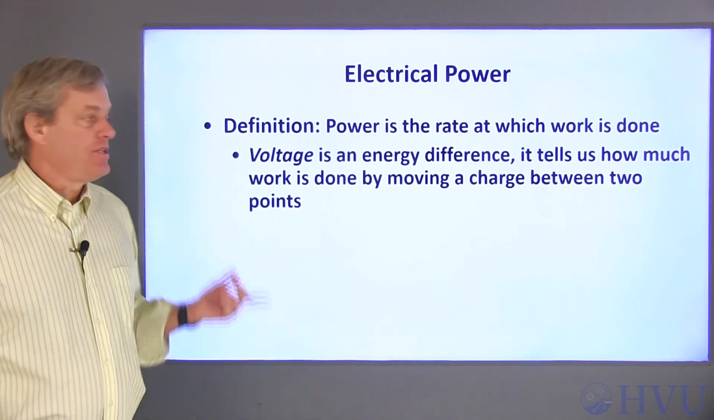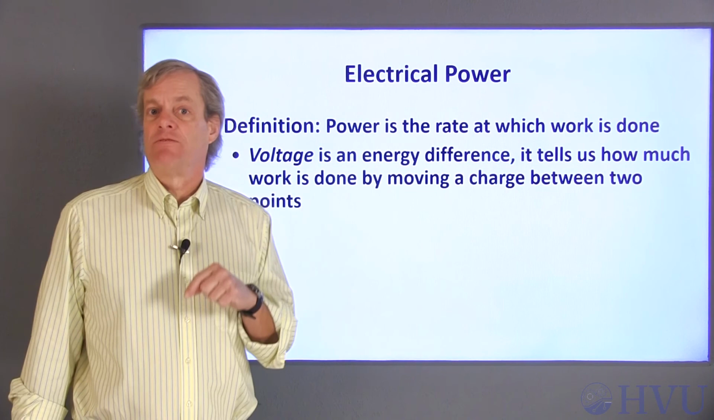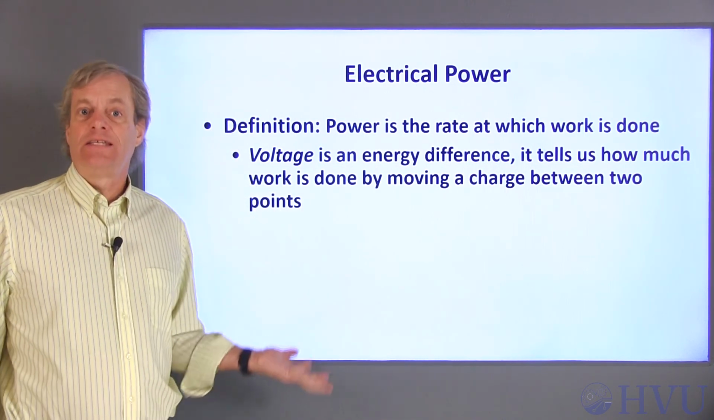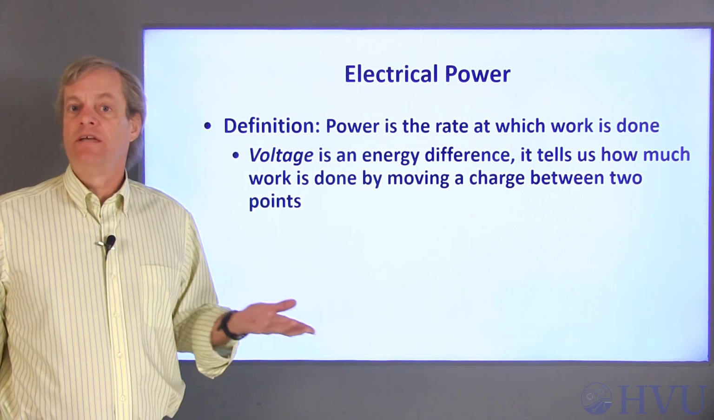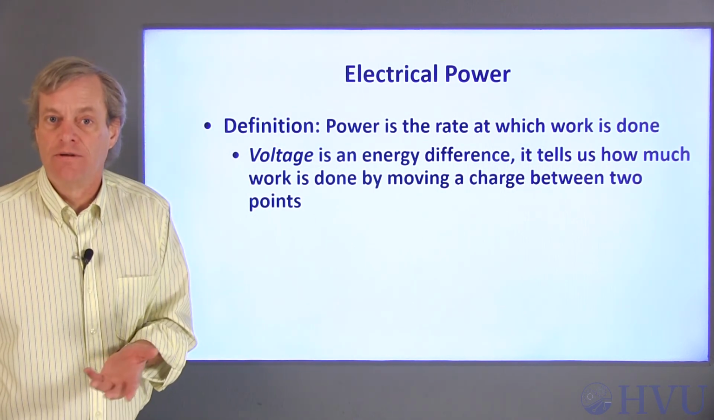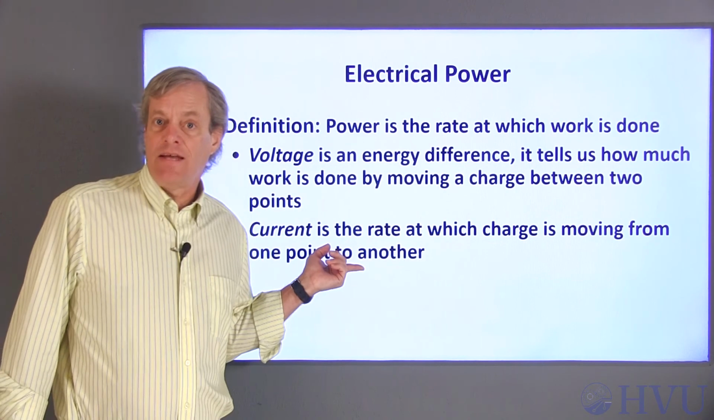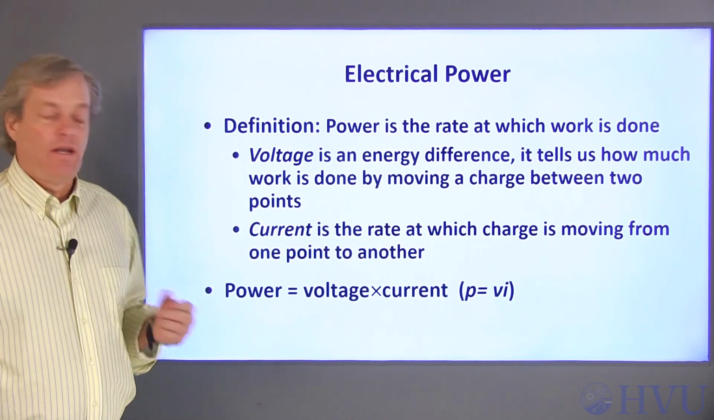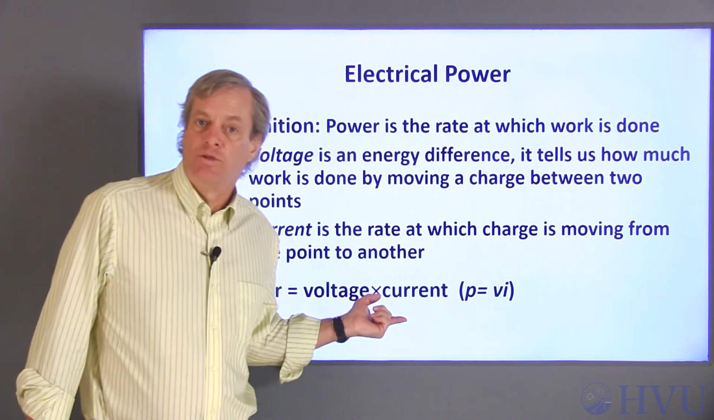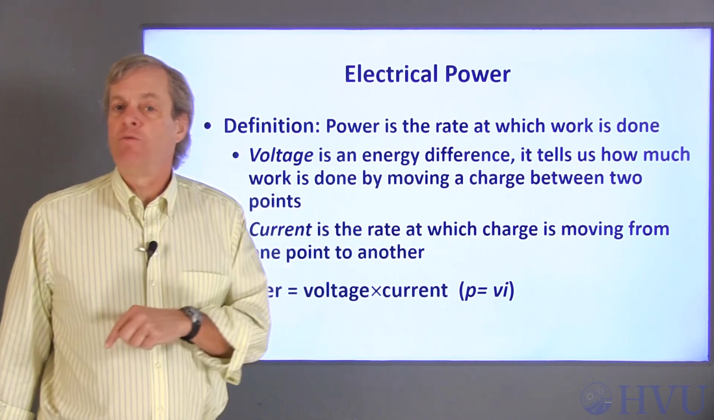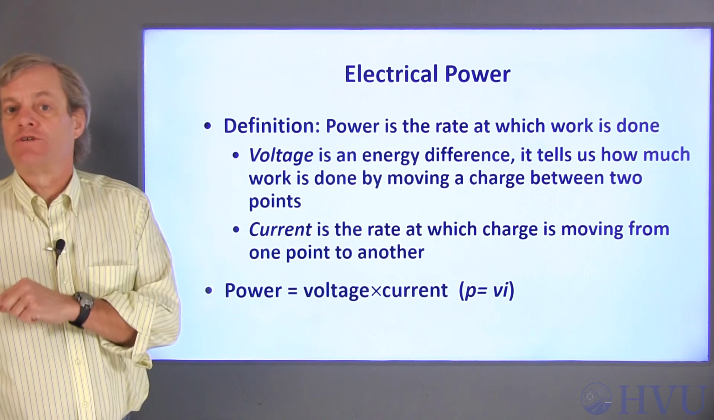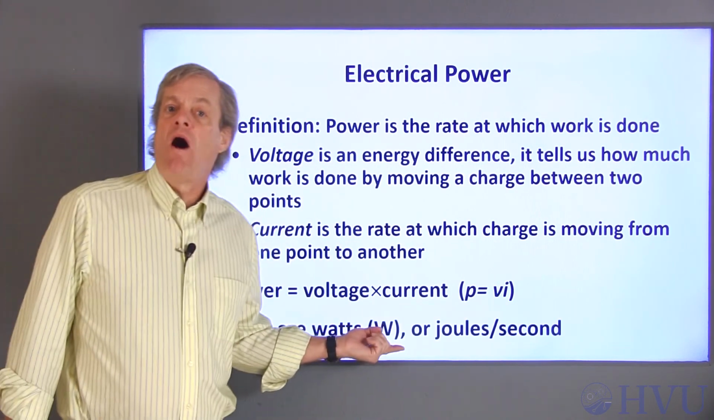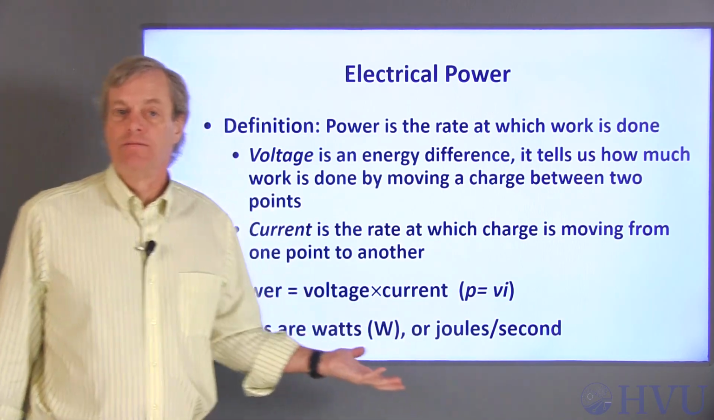For electrical systems, voltage is an energy difference a charge has at two different points. Another way to look at this is that voltage is the work done in moving a charge from one point to another. Current is the rate at which charge is moving between 2 points. Therefore, electrical power is the product of voltage and current. This is the rate at which work is being done by moving charges from one voltage level to another. The units of power are watts, which are joules per second.